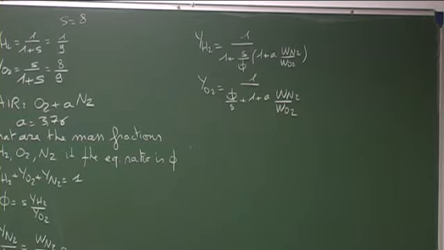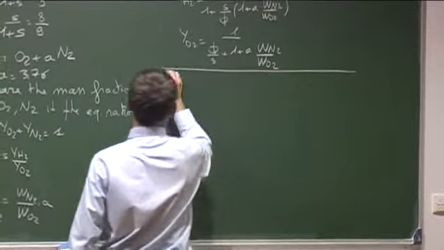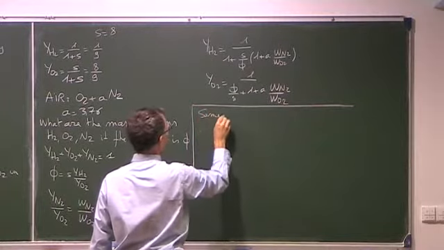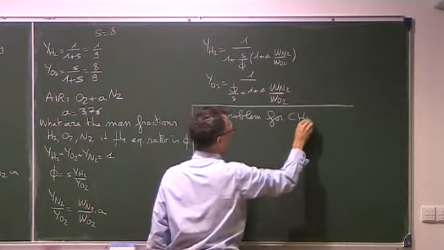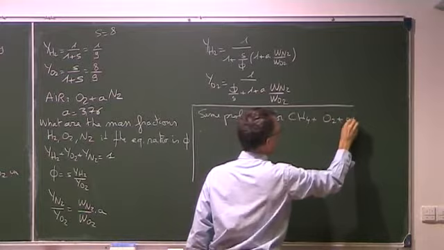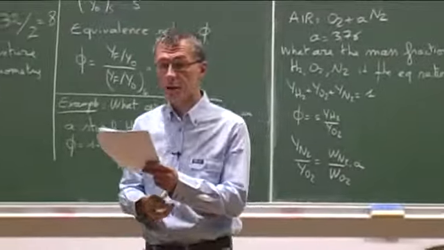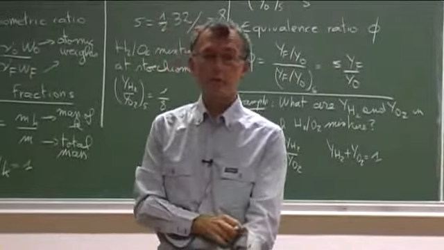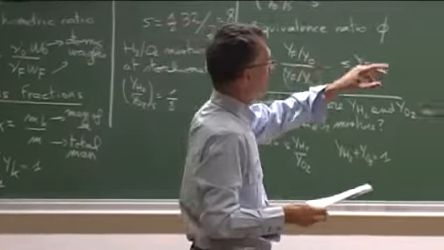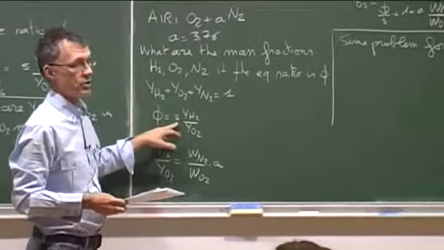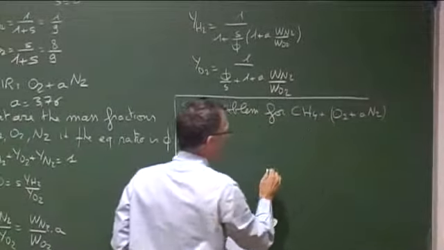Okay, let's just do the same problem for CH4 plus O2 plus A N2. Classical textbook exercise also. What is the mass fraction of CH4 in a mixture which has a fixed equivalence ratio equal to phi? Exactly the same demonstration, except you have to change S. How do you find S? Well, you need to find the numbers to put here.